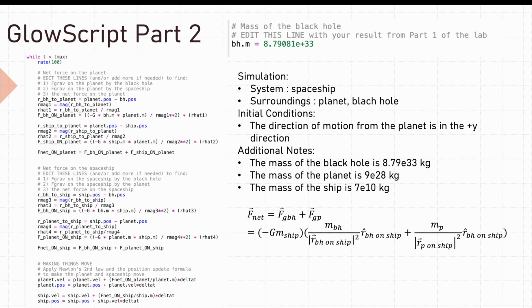So in part 2, our system was a spaceship, our surroundings were the planet and the black hole. Our initial conditions were that the direction of the motion from the planet is in the plus y direction, and the mass of the black hole is what we calculated in the last part. The mass of the planet was given, and then the mass of the ship is also given. And then in the equation below, you can see that the equation for net force is given.